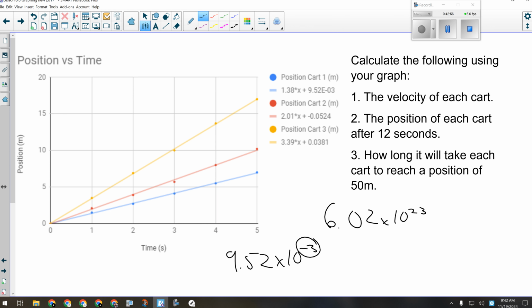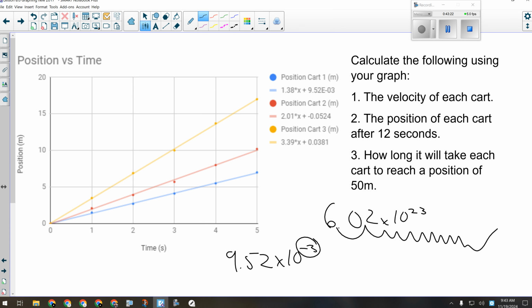Now, you don't actually have to put in the real number. You can just put that number in your calculator. Just go 9.52 negative 3, just like you'd put in Avogadro's number. If I was doing Avogadro's number, I know that this is a big number, right? Because the exponent is positive. So I would move the decimal this way 23 times, and then I would have the actual number.